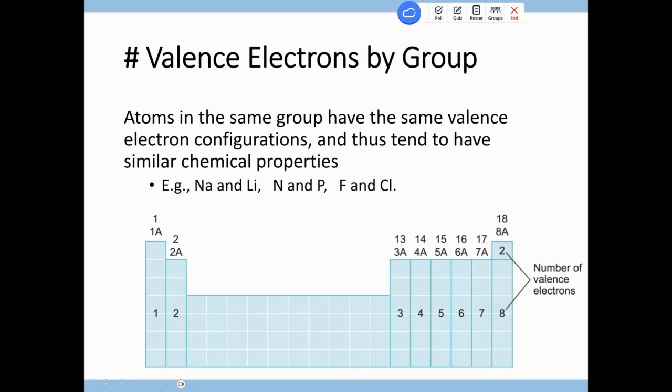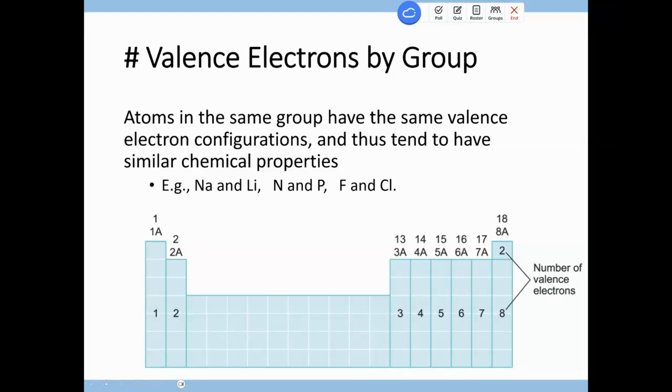All elements in column 2 have 2 valence electrons. All elements in column 13 have 3. This is also column 3A, two different ways to label columns. Column 14 or 4A has 4, and so on. Column 18 or 8A has 8 electrons, except for helium.